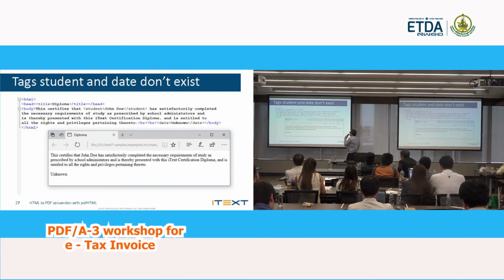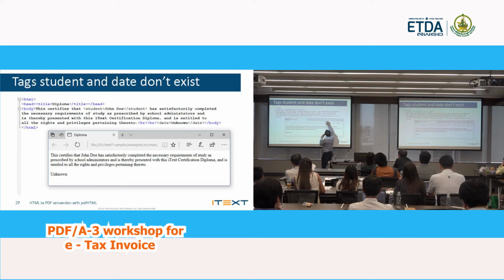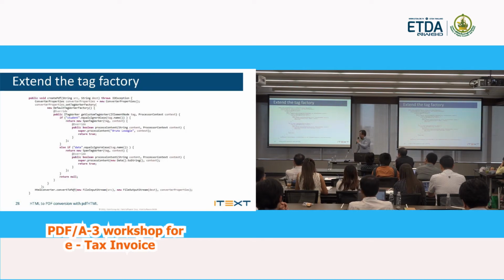Here I have an HTML diploma, and I have introduced some tags that don't exist in HTML. So this certifies that student John Doe, and so on, and then it has a date tag. These tags don't exist in HTML, so when you render this in a browser, it says John Doe and it says unknown. Now, this could be used as a template where you would say, well, I'm going to look for the student tag, I'm going to replace the student tag by a real name, and I'm going to replace the date tag by a real date. And that's actually what we are going to do.